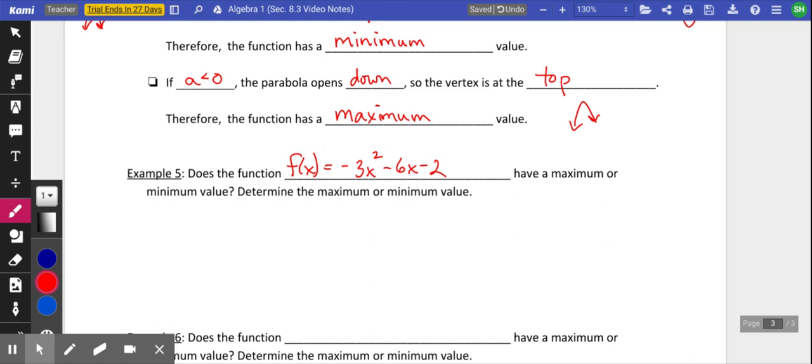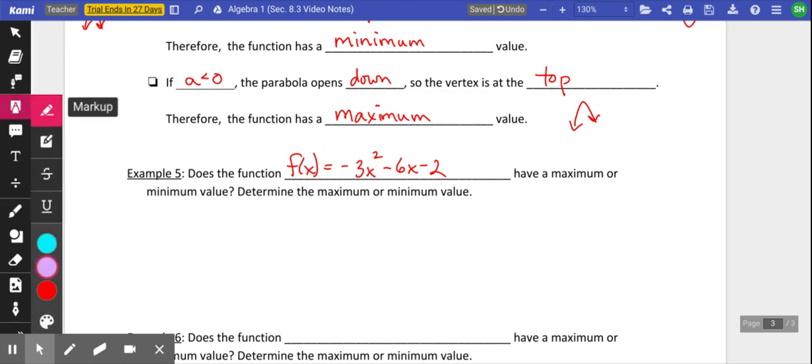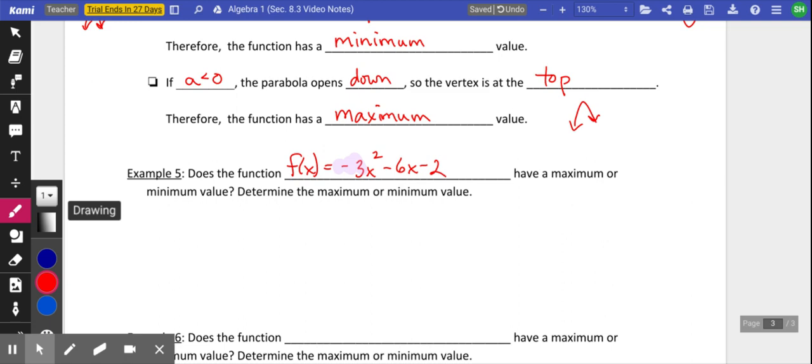To do this, we have to find the vertex. First order of business, we need to think about how this thing opens. Because there is a negative in front, this thing is going to open down. So for question number 1, does it have a maximum or a minimum? We would say it has a max value.